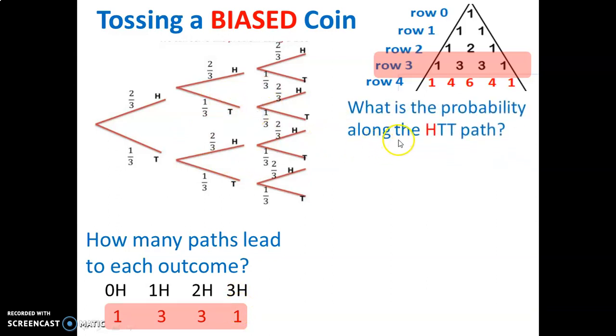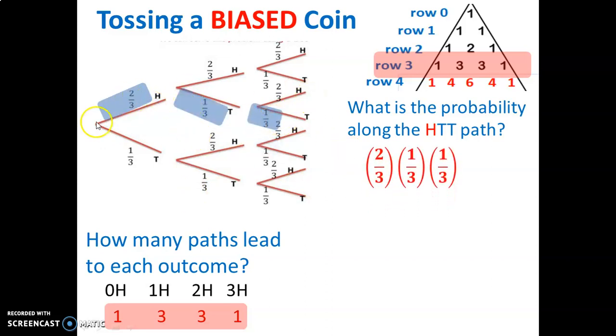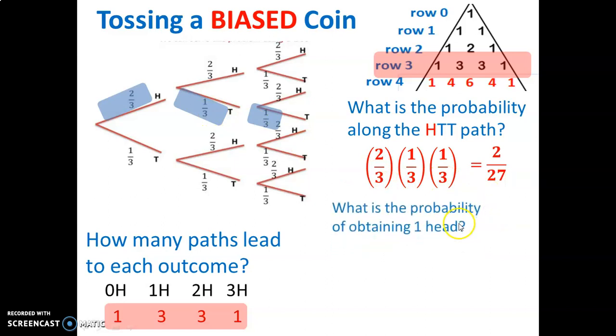So now, what is the probability along the HTT path? So look at the head, tail, tail path, and what would be the probability along that single path? Well, that path is right here, head, tail, tail. So that path has a probability of 2/3 times 1/3 times 1/3 equals 2/27. Now, next question, what is the probability of obtaining 1 head? Well, you can see this path is one of the paths where you have 1 head, but there are a few others, right? We know that there's 3 right here, 3 1-head paths. So what's the total probability of obtaining 1 head?